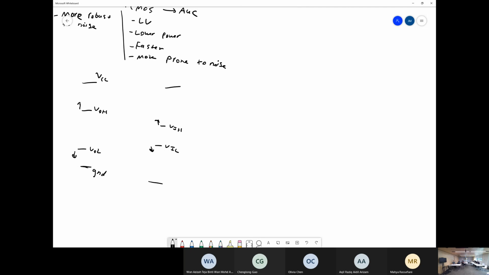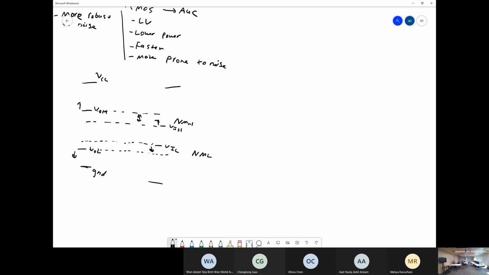Your noise margins are then the difference between these two. So your noise margin low is the gap between here, and your noise margin high is the gap between here.